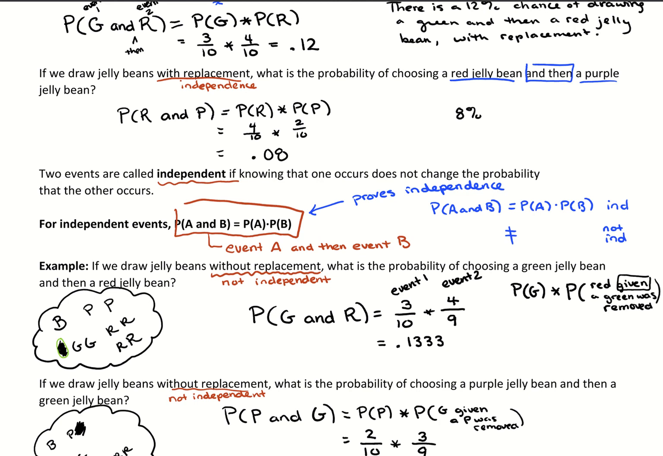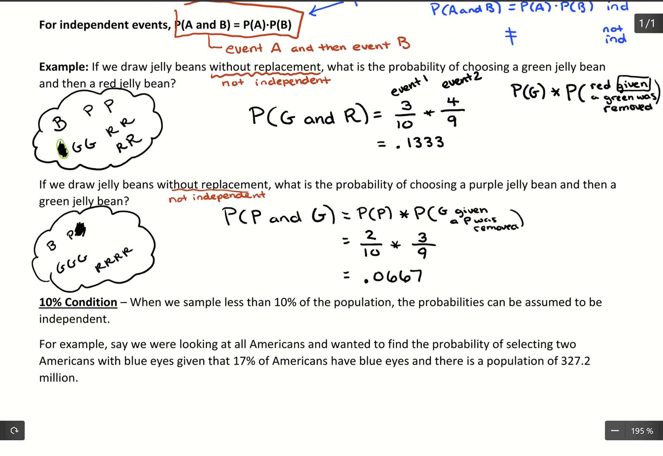Something else that can come through to prove independence is the 10% condition, which says when we sample less than 10% of the population, the probabilities can be assumed to be independent. So if we go to a very large scale for this question, just to prove why this works, say we're looking at Americans and we want to find the probability of selecting 2 Americans with blue eyes, given that 17% of Americans have blue eyes. So the probability of blue eyes is 0.17.